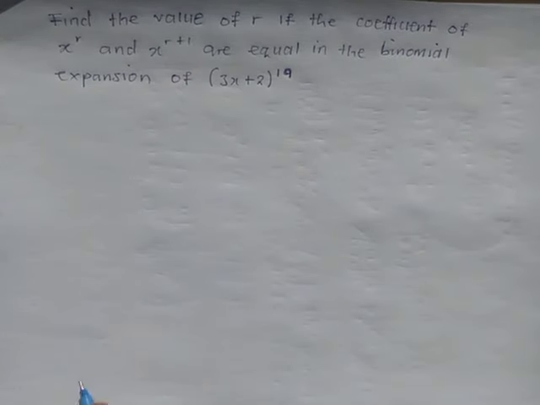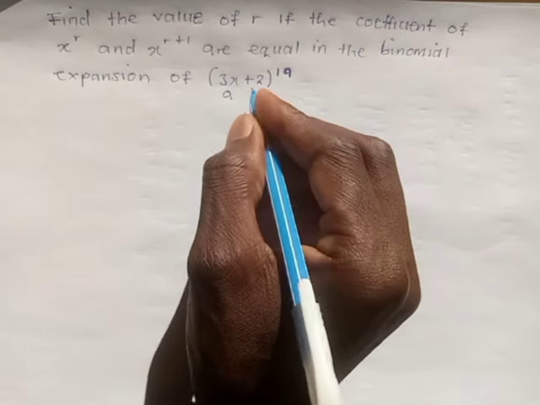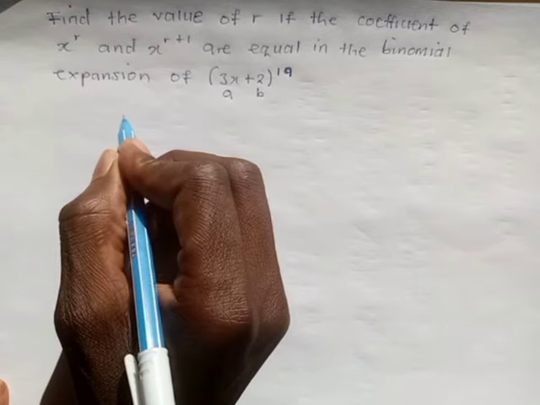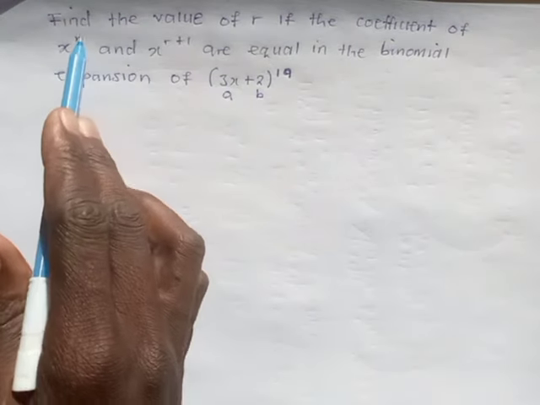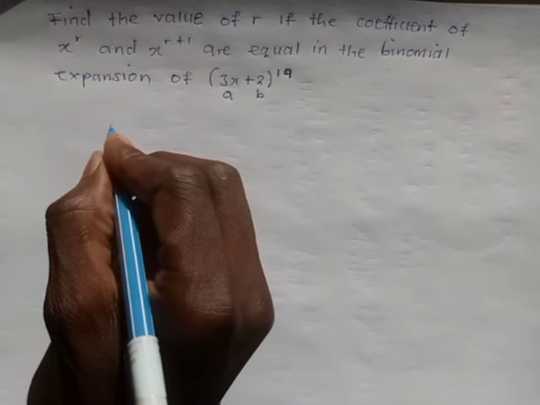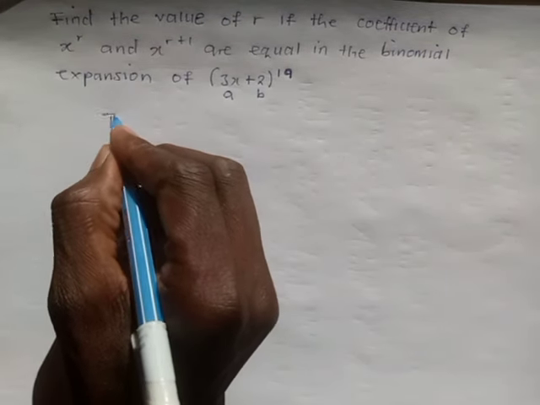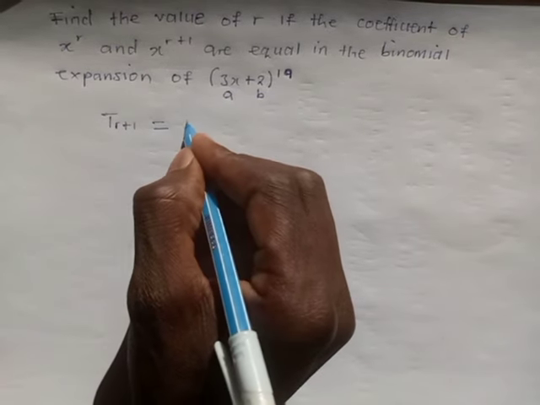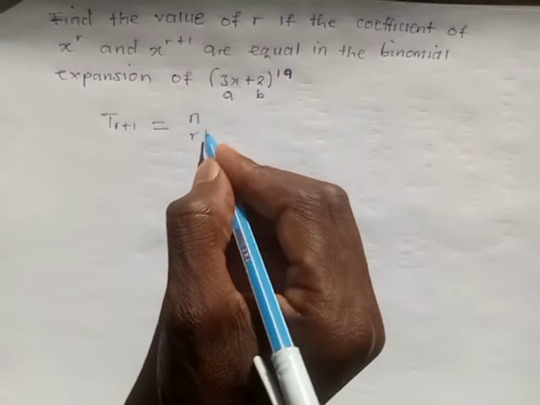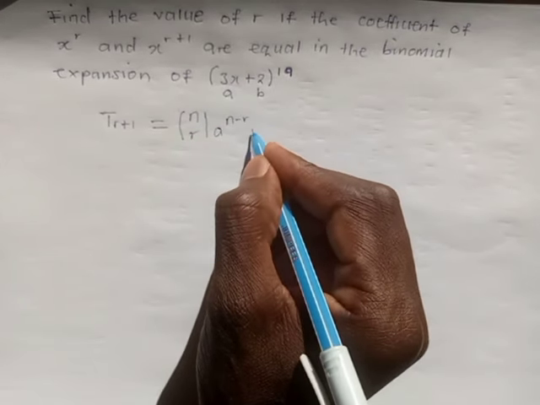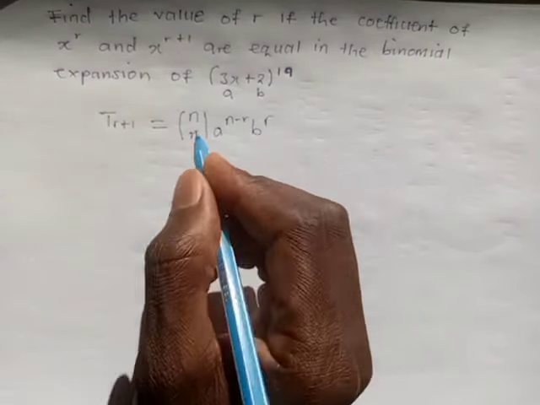Before I start solving, let me label this one to be my A. I'll label this one to be my B. Here we are going to use a very simple formula for us to understand what is happening. Remember that saying the coefficient of this one and that one are equal, what's the meaning of that? This actually simply means we are going to have something like this. The formula that we are going to use has to be like this. I'll say nCr, then a power of n minus r, b power of r.